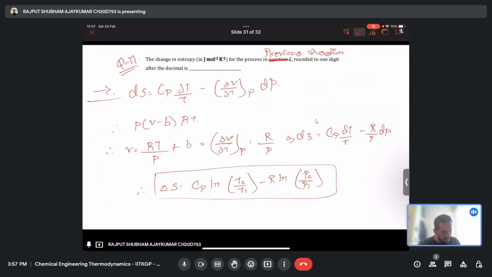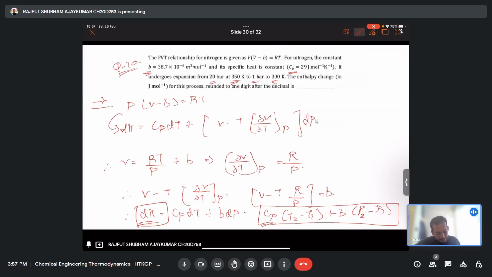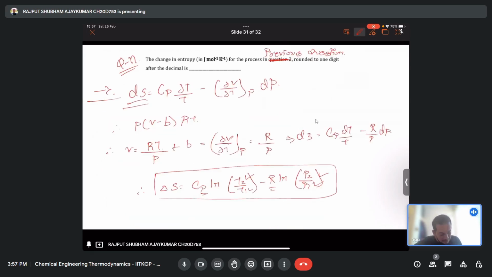We have been given T1, T2, and P1, P2, and we already have R and Cp, so you can directly put all the values here and determine the change in entropy. We have used the same equation: the change in enthalpy is given by this, and the change in entropy is given by this. We simplified this equation using the equation P(V minus B) equals RT, partially differentiated, and arrived at the final point. It is just a matter of putting all the values into the equation and finding the change in enthalpy and change in entropy of the system.